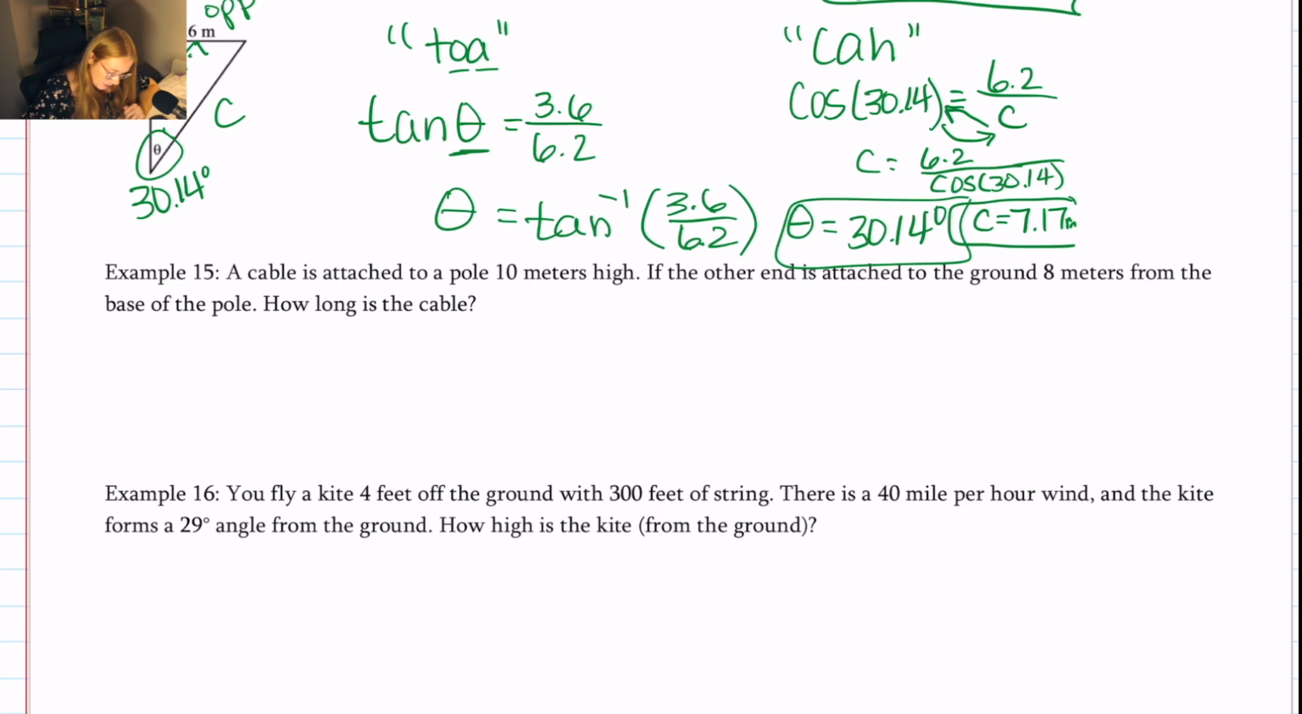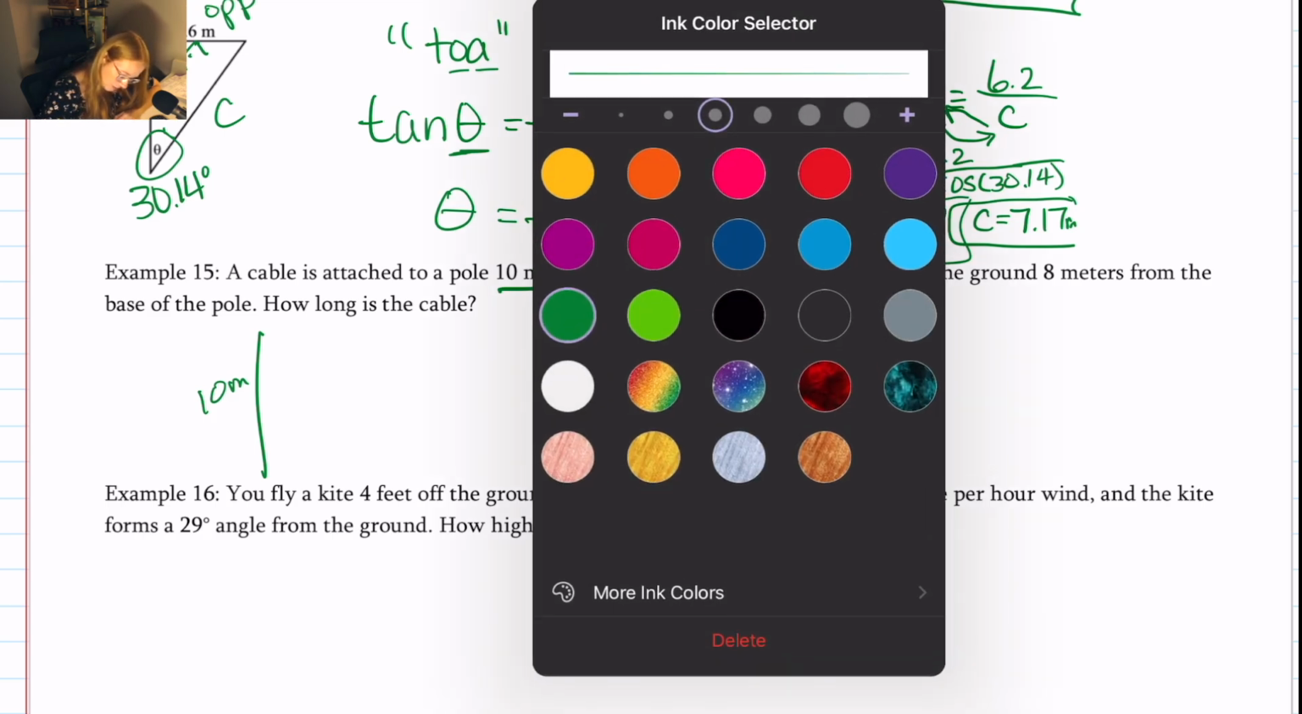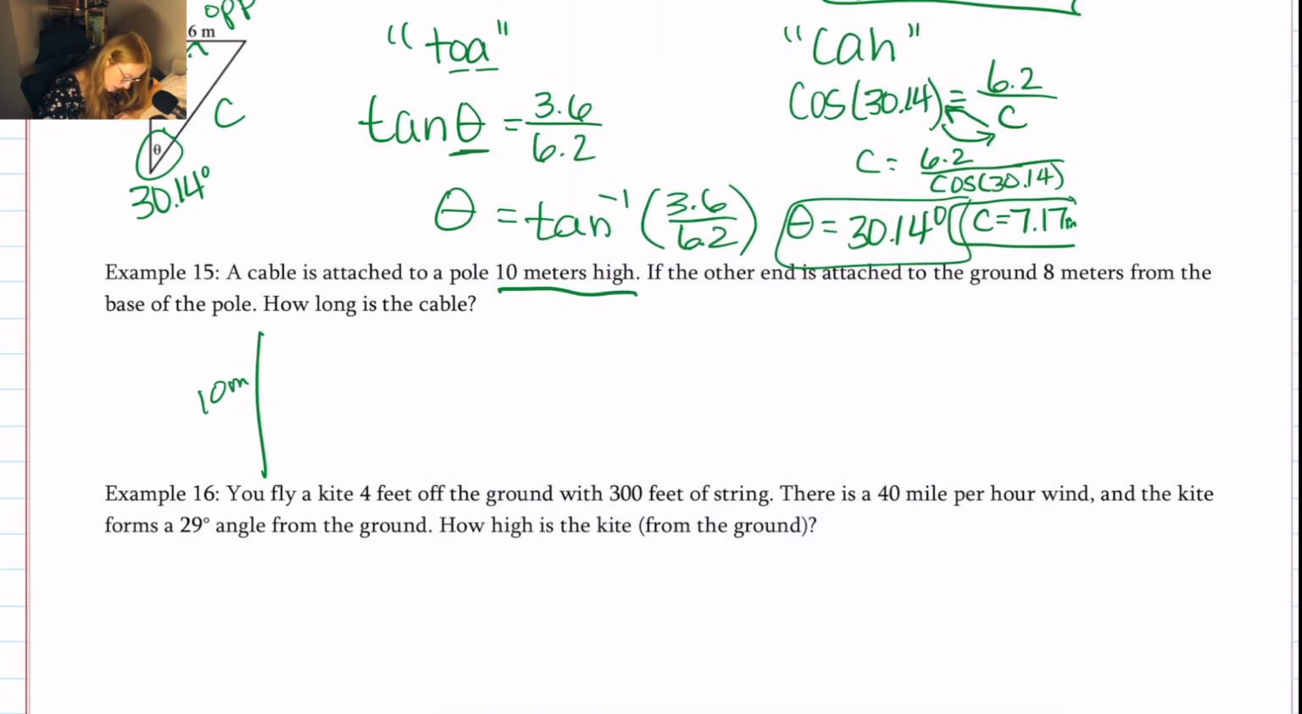Here is a word problem. A cable is attached to a pole that's 10 meters high. So let's go ahead and draw our pole, 10 meters. If the other end is attached to the ground 8 meters from the base. So we have a cable coming out of the pole. Let me make it a different color. And it's attached 8 meters from the base. So 8 meters away from the base. How long is the cable?